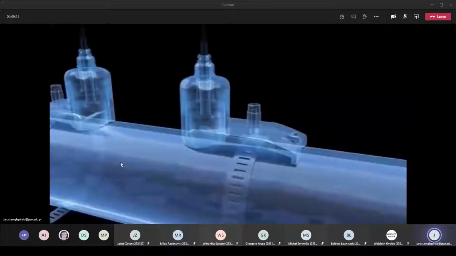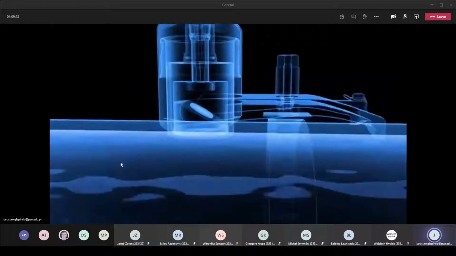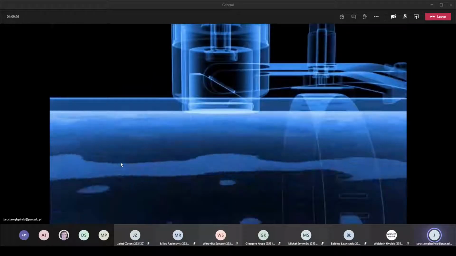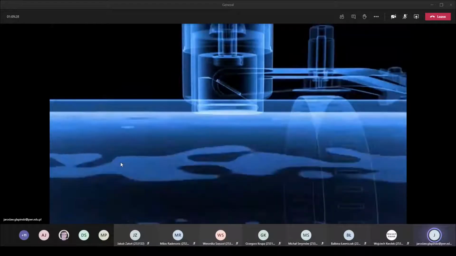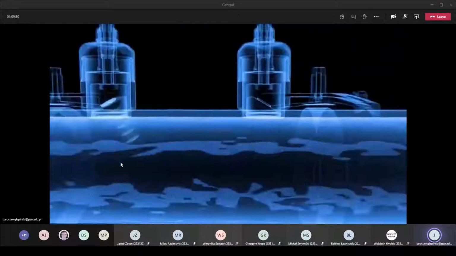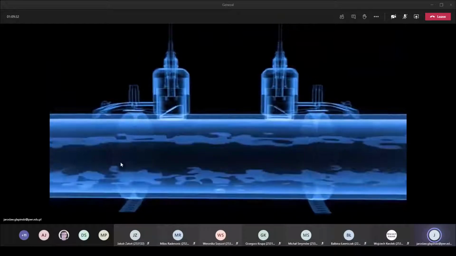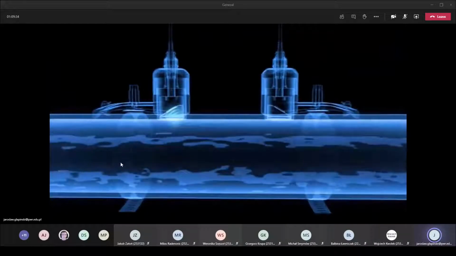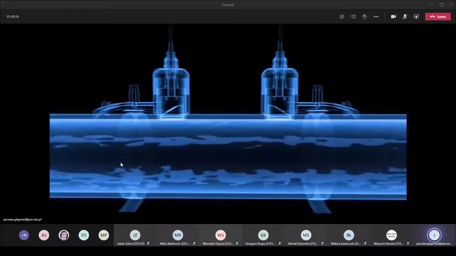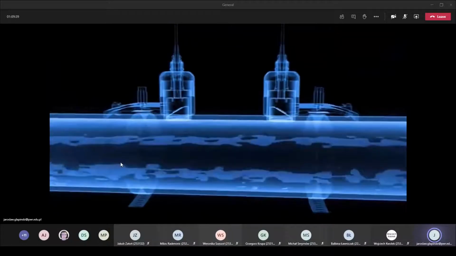With clamp-on sensors, the ultrasonic signal is passed directly through the pipe wall and into the fluid. The signal continues through the fluid, is reflected on the opposite pipe wall, and then measured by the second sensor. In this example, with a 2-traverse installation.